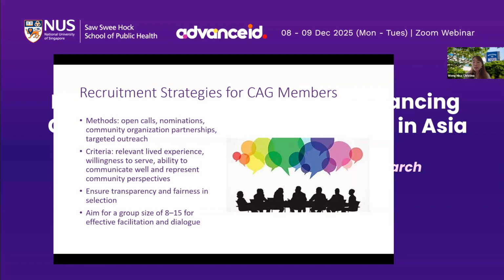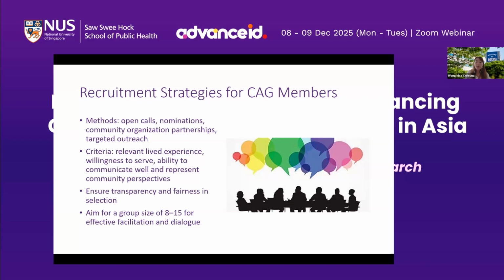But what's important is that the process is clear and the criteria are also clear, and that you want people with relevant experience and, very importantly, the willingness to serve and engage with other CAG members and on this study. And we also want to include not only those with formal education, but also others who are extremely interested to serve in this CAG.